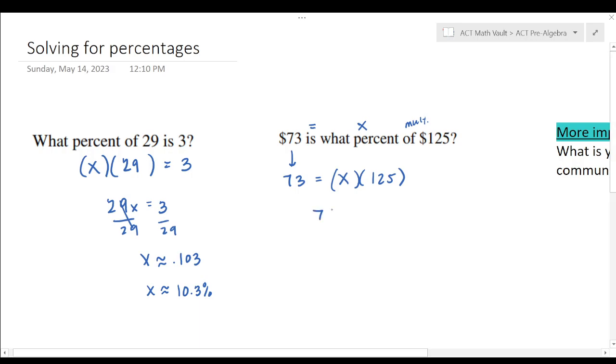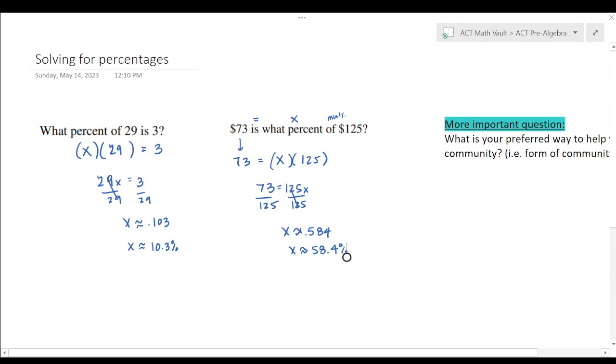Now, this is 73 equals 125x. Divide by 125 on both sides. Remember, that's going to be approximate. So 73 over 125 is 0.584, which is 58.4%. Because it says what percent, we need to move that decimal place over twice.